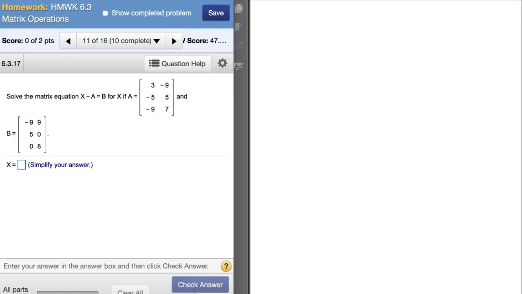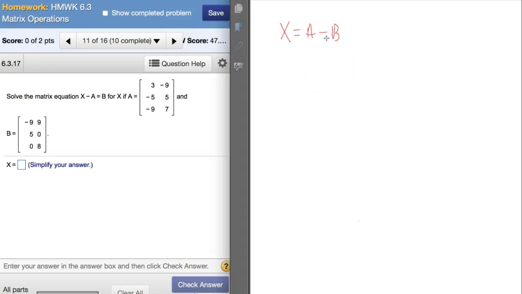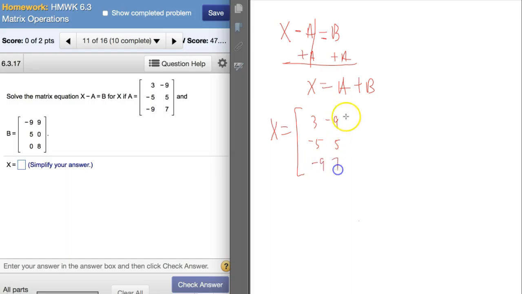So here, if we look at this, to solve for X, I wrote that wrong, so let's come here and say that's minus, and then that's equal. Then to solve for X, we just need to add A to both sides, which means now we have A plus B. So now when we write down our matrix, we're just adding these two together here.